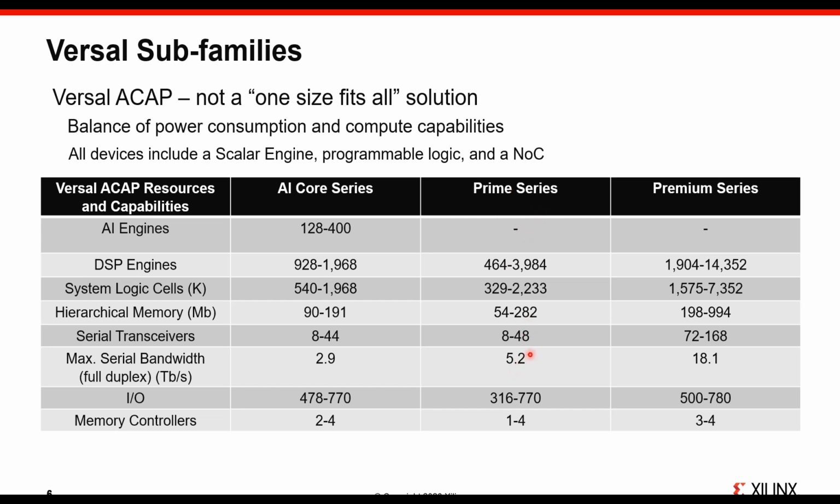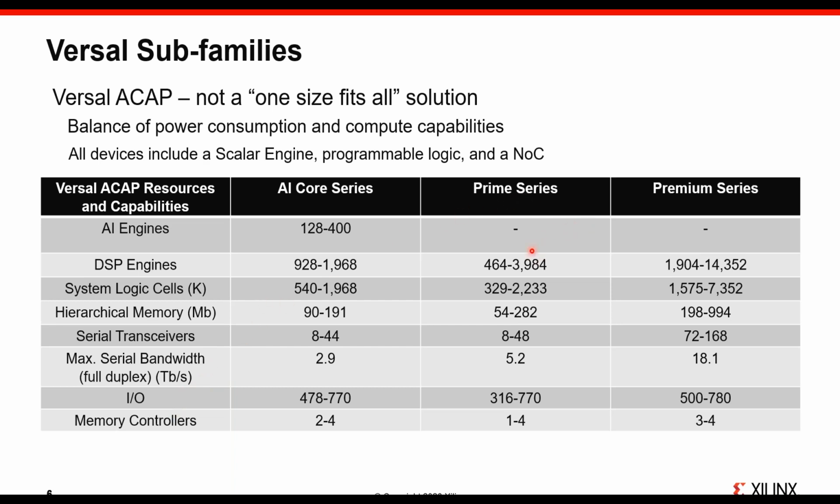There's the Prime series, which would be the more basic series, which has the DSP engines. It has the logic cells, the lookup tables, the serial transceivers. So the basis of all 3 families is pretty much the same. They all have DSP engines and general fabric and UltraRAM and block RAM and serial transceivers and processors in the ARM A72s, et cetera, as they work their way through.